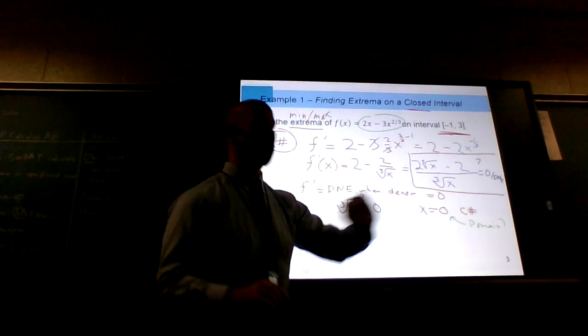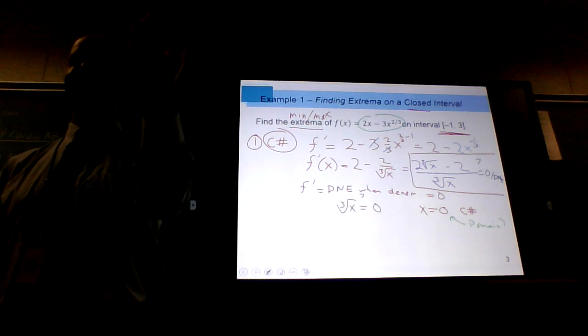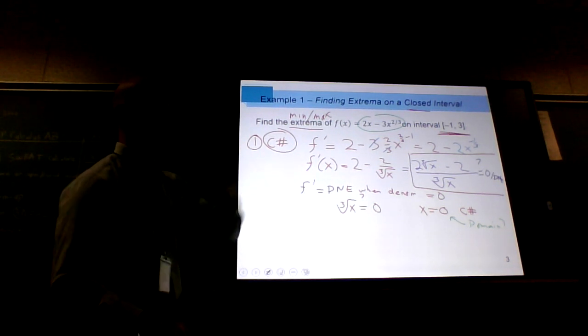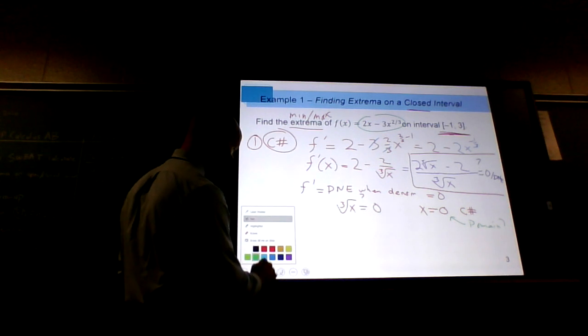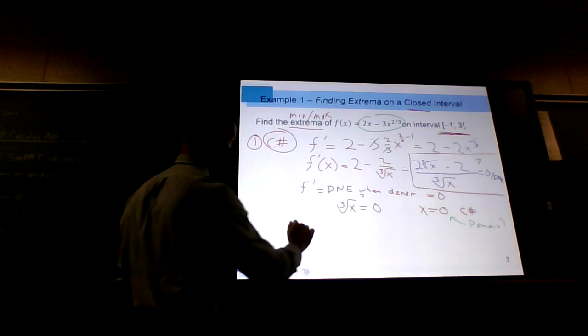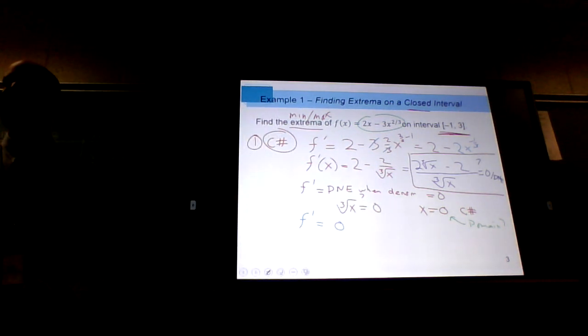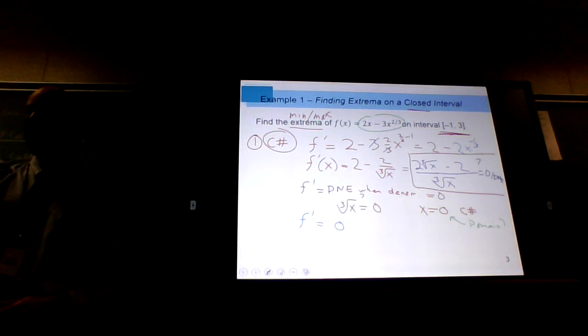By the way, how many critical numbers have I found? 1 critical number. Now I need to figure out, by the way, I just figured out when f prime was DNE, correct? So now let's do it in, let's say, blue. When is f prime equal to 0? When the numerator is equal to 0.